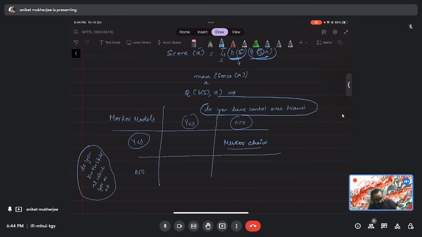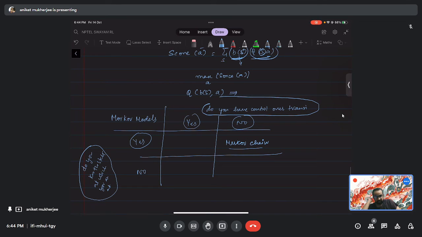If you have control over the transitions and you know the state you are in, that is a plain MDP. If you have control and you don't know which state you're in, that is a POMDP. And if you don't have control, these are known as hidden Markov models.